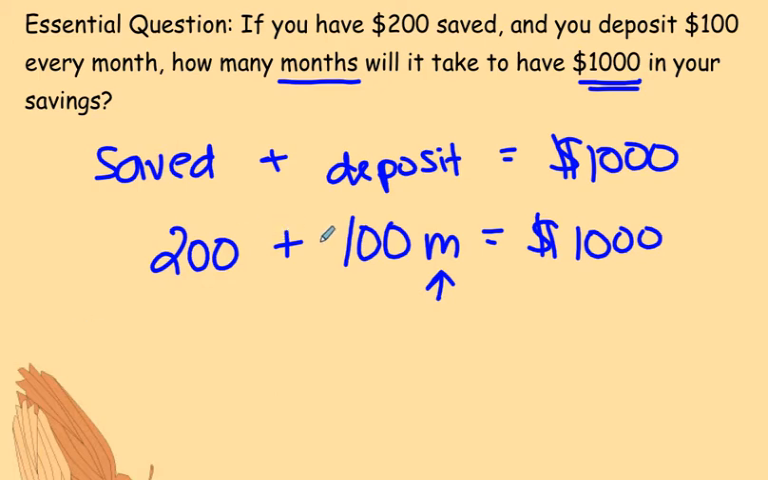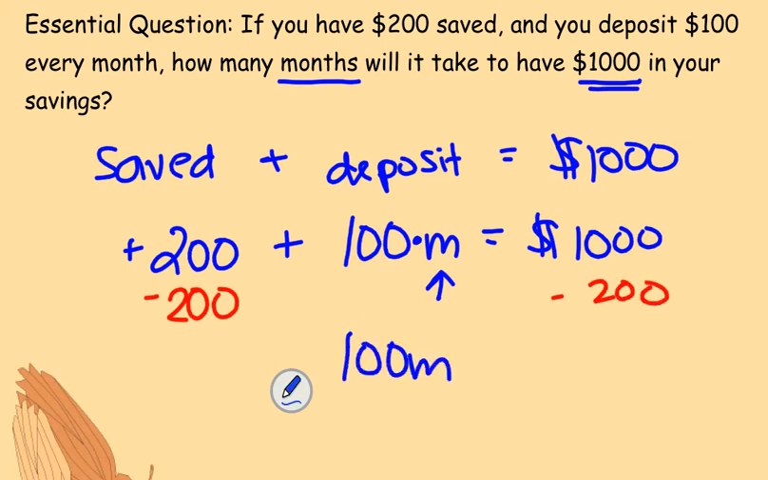So again, this is a positive 200 and a positive 100 times this M. You don't want to get rid of the 100 first. You want to get rid of the 200 first. Because it's positive on one side, it needs to be negative on the other. Now what we're left with is this 100M, because these two cancel out. And what I'm left with on the other side is 800.